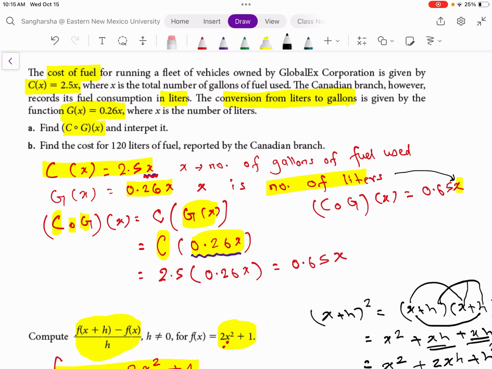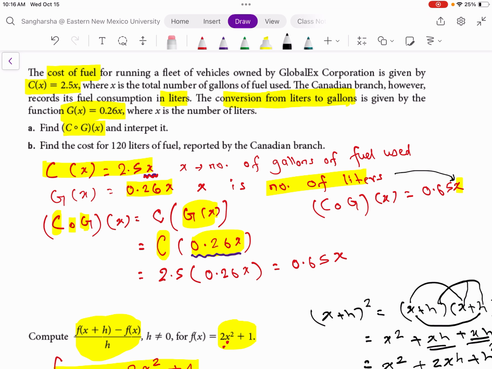Which function do we use here? C of x, right? Because C of x gives us the cost. Now what will be that cost? You just replace, our number of gallons is 10, right? So our x is 10. So 2.5 times 10, that is $25. So the cost has to be in dollars. Yes, $25. So that's given by our C of x function.